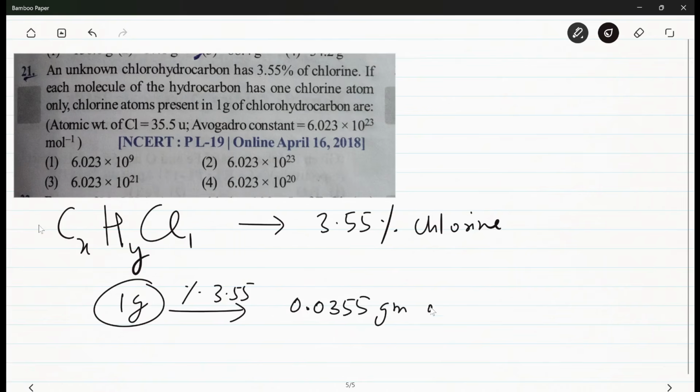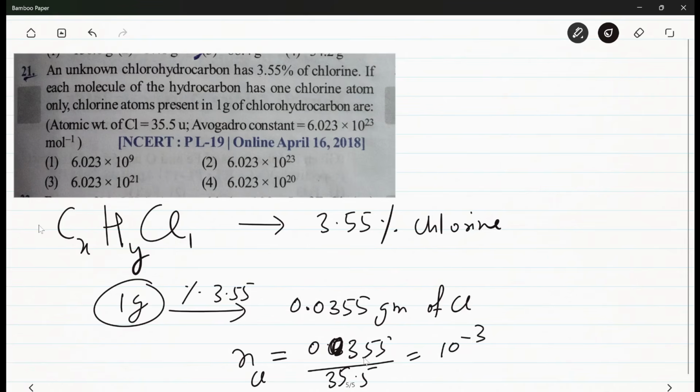0.0355 gram of chlorine. Now from this gram, calculate the moles of chlorine in the molecule. That would be 0.0355 whole divided by 35.5. What is the moles? 10 power minus 3. Cancel 35.5, 35.5 cancel. 10 to the power minus 3 moles.